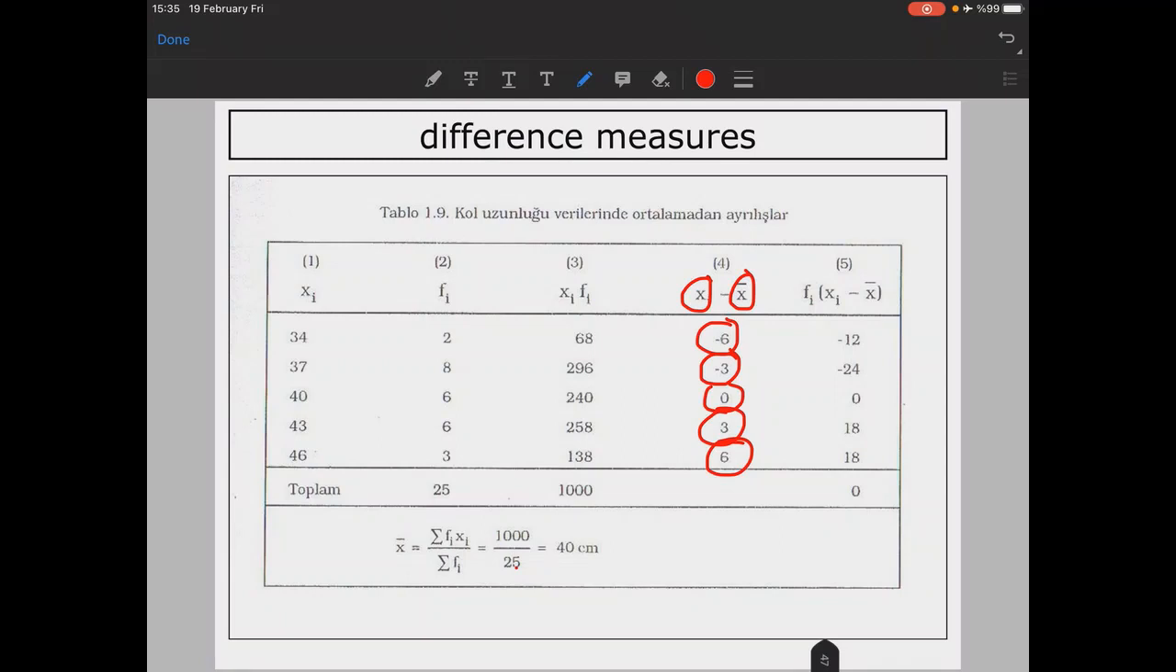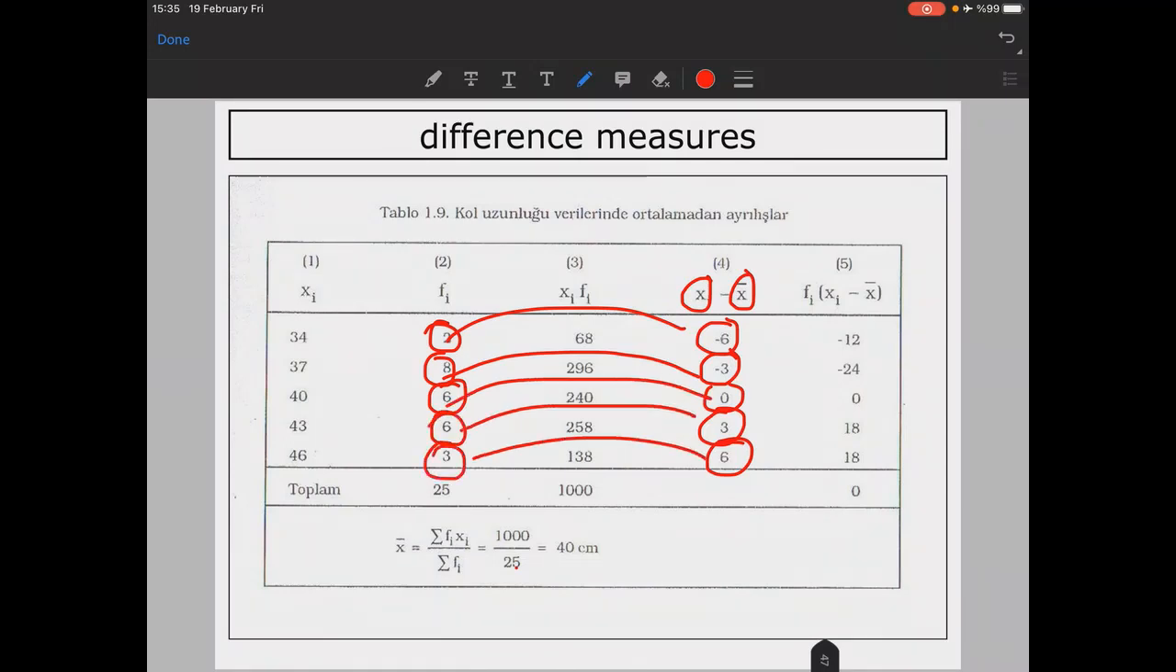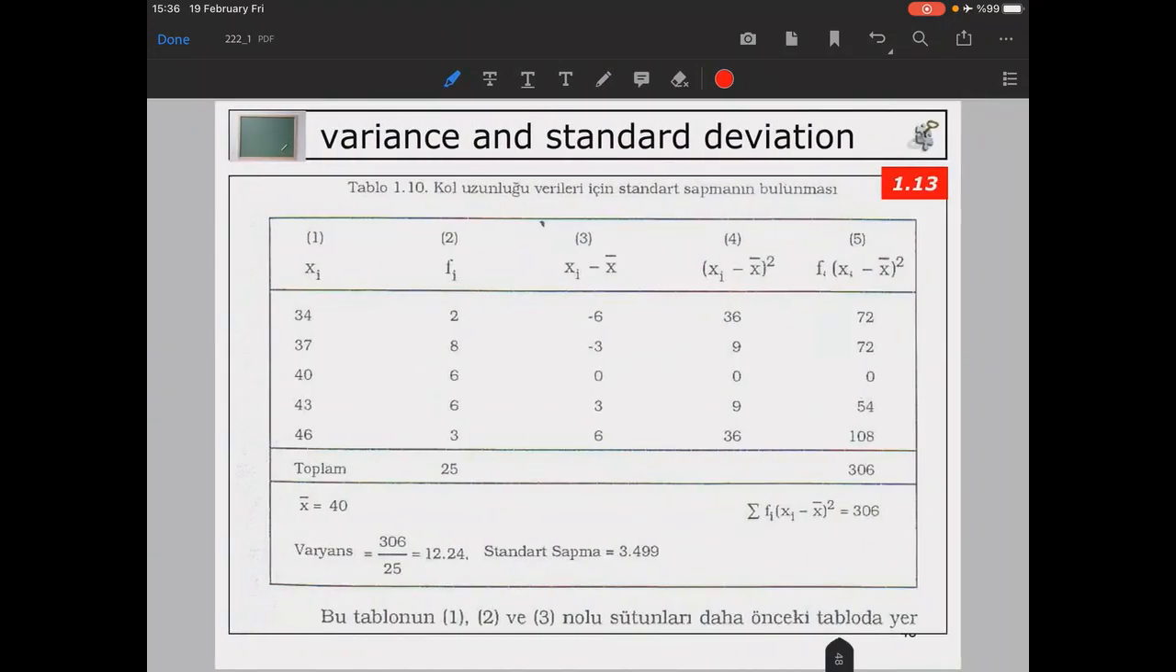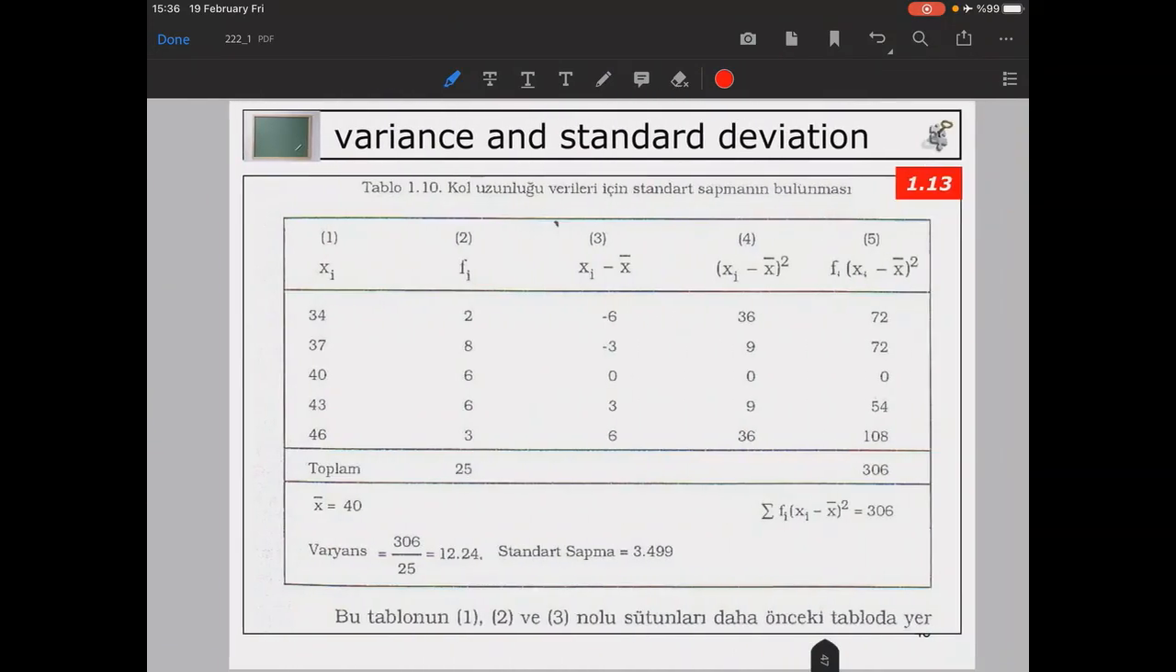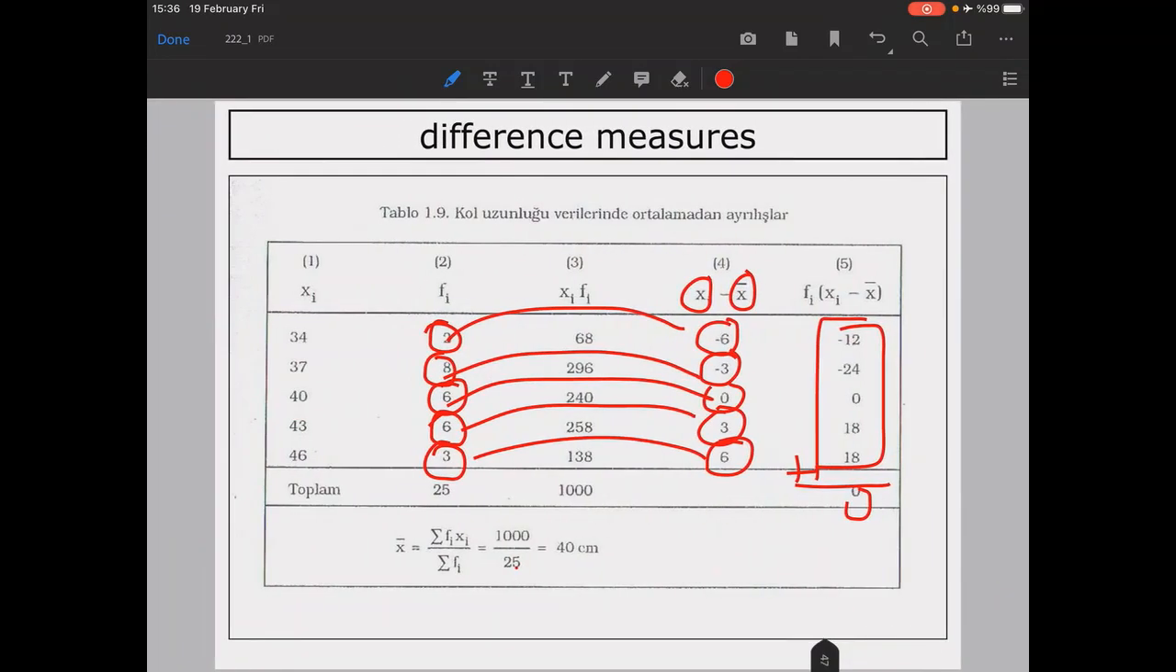And when you multiply them by the frequencies as well, like you multiply this and this together, then you will have the total deviation from the mean, shown here. And not surprisingly, when you add them up, you will get 0 here. See, this is a problem, right? I cannot understand how my data samples are deviated from the mean. I cannot understand this.